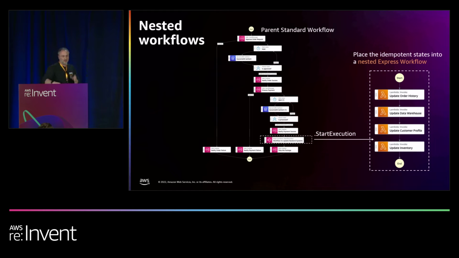I would go ahead and take these idempotent Lambda functions out of my workflow and save them as a separate express workflow, and then I would invoke them with the SDK for step functions, because step functions can trigger step functions, with this start execution action. And so now I've embedded kind of one workflow inside the other.